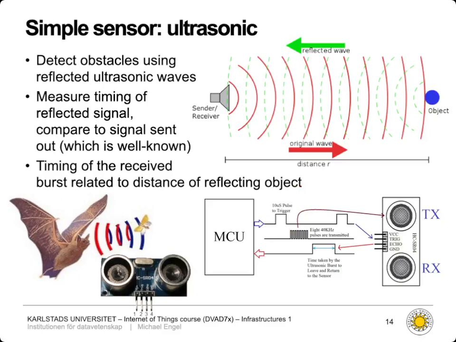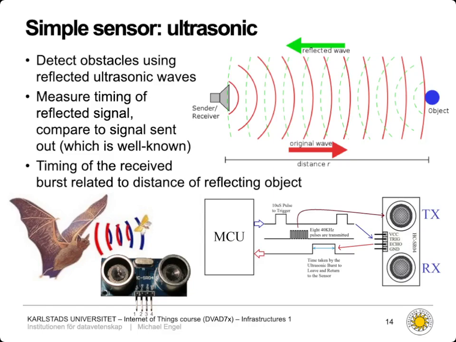Another simple sensor is the ultrasonic sensor. Ultrasonic sensors are very common and useful in robotics. In robotics, you want to detect obstacles. When you have a robot moving around, you want to detect if there's something in the way in the direction you're driving to, what's the distance to it, or maybe you want to keep a distance to a robot driving in front of you.